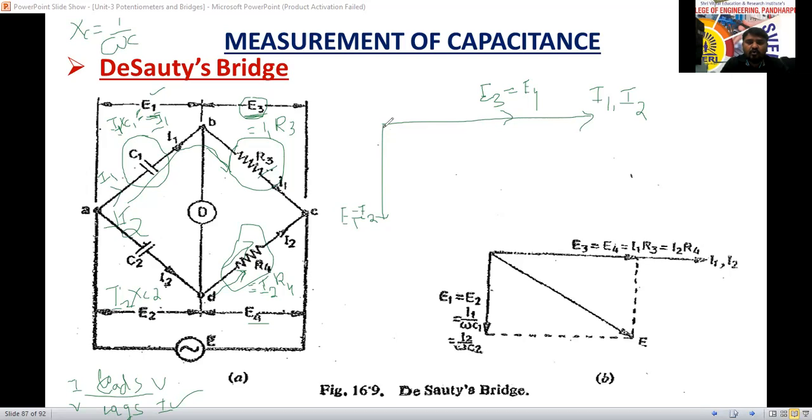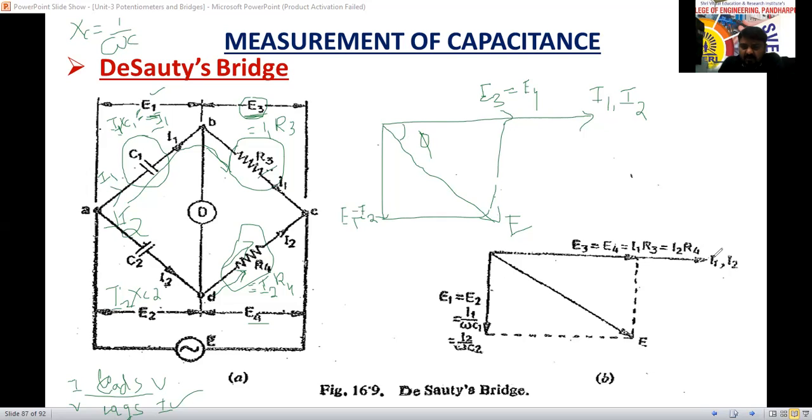For that reason, in between, we are going to take some angle. That is nothing but the total voltage E, which lags the current I1, I2 by an angle of phi. I will not say that is exactly 90. Whatever it may be, based on the angle, because we are using a combination of resistance and capacitance. So this is the phasor diagram.